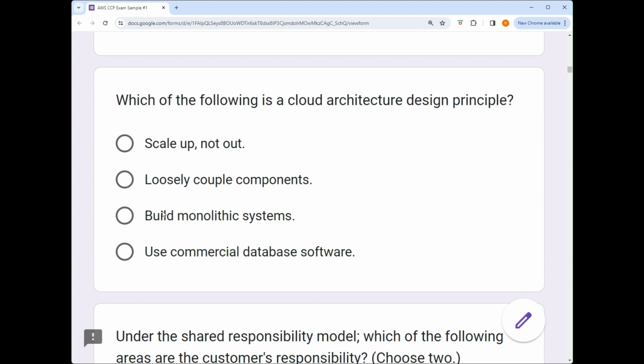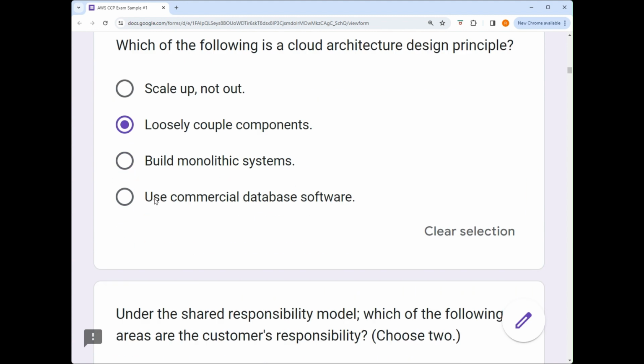Which of the following is a cloud architecture design principle? Scale up, not out. Loosely couple components. Build monolithic systems. Use commercial database software. Correct answer: Loosely couple components.